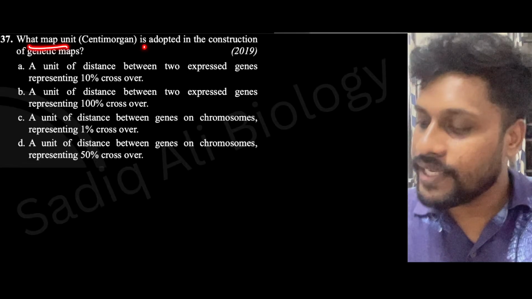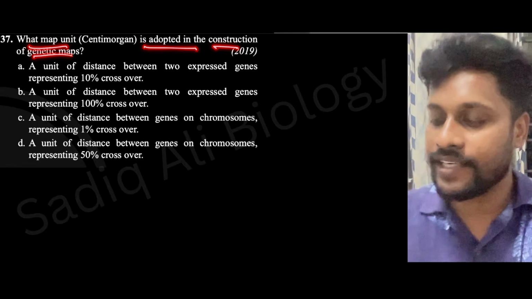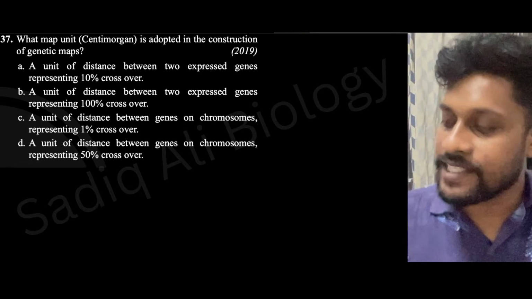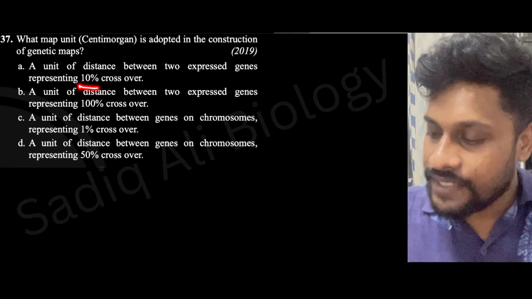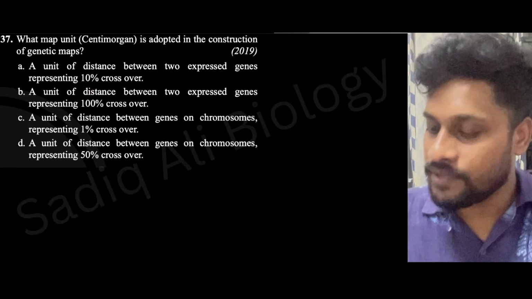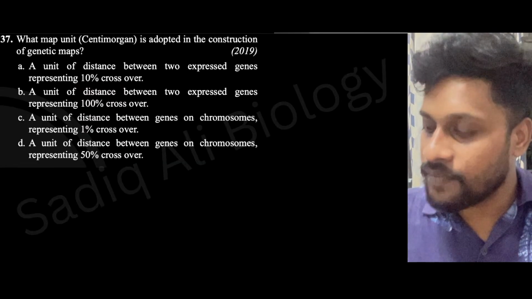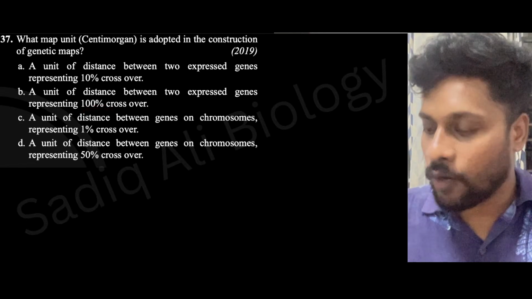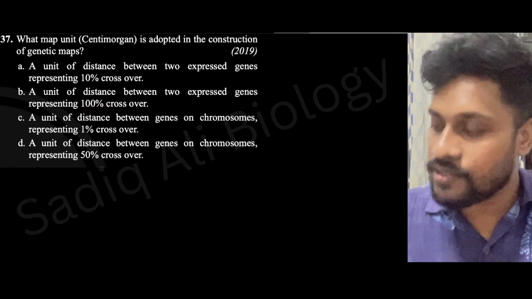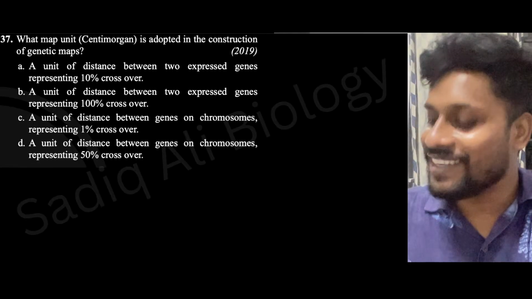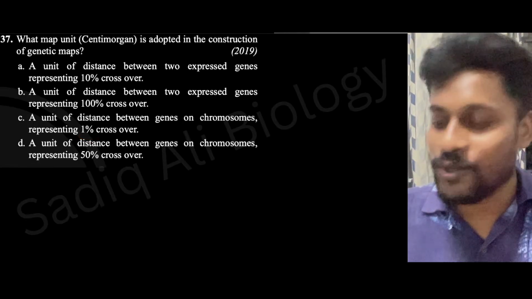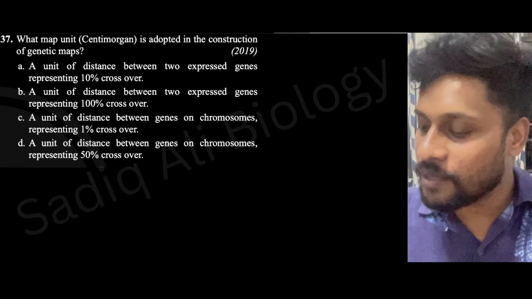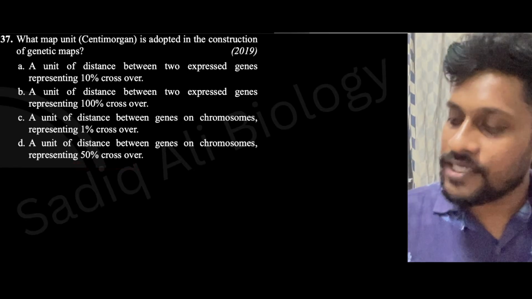What map unit is adopted in construction of a genetic map? Option A, unit distance between two expressed genes representing 10% crossover. Option B, a unit of distance between two expressed genes representing 100% crossover. Option C, a unit of distance between genes on chromosome representing 1% crossover. Then option D, a unit of distance between genes on chromosome representing 1% crossover.